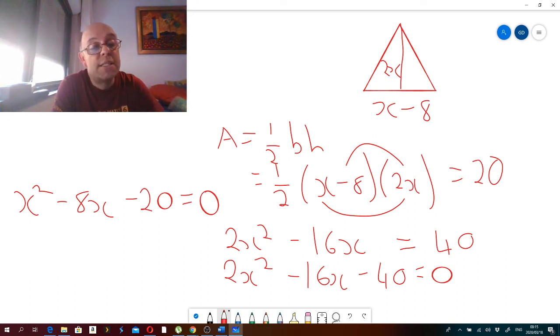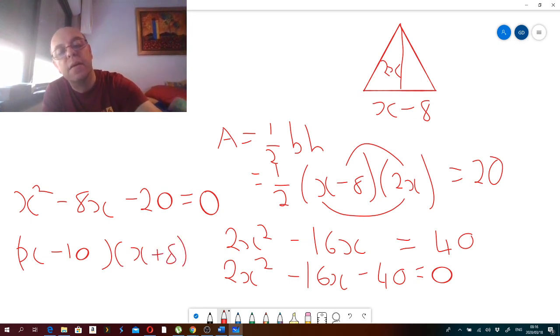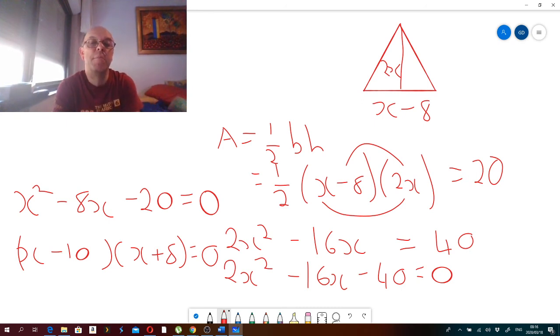10 and 2, yes, if I have 10 and 2, I can say 10 minus 2, or minus 10 plus 2, to give us the minus 8 that we're looking for. So then it is x minus 10 and x plus 8 equals 0. And of course that gives solutions of 10 and minus 8. But again, because we're working with lengths, only the positive answer counts.